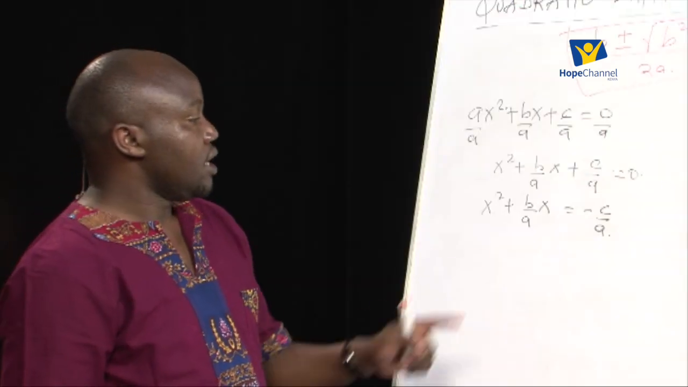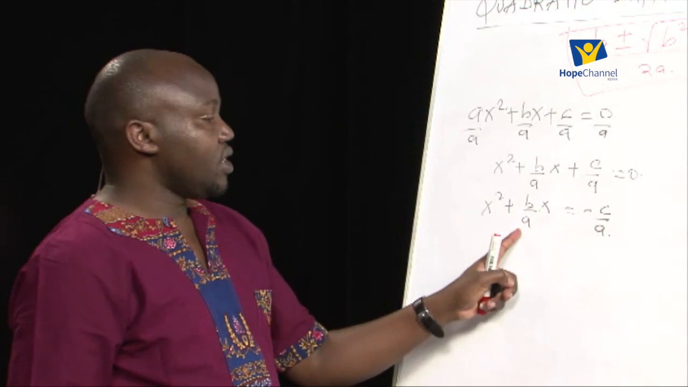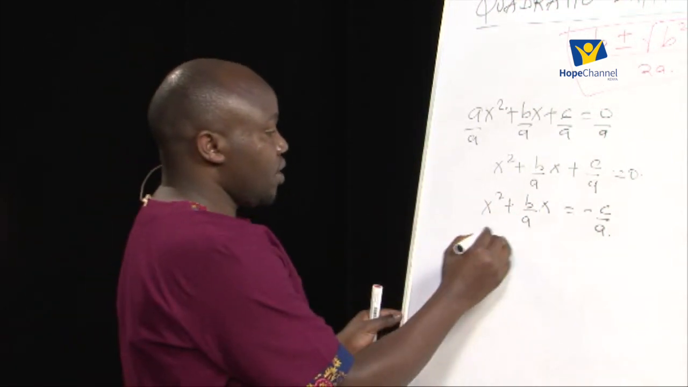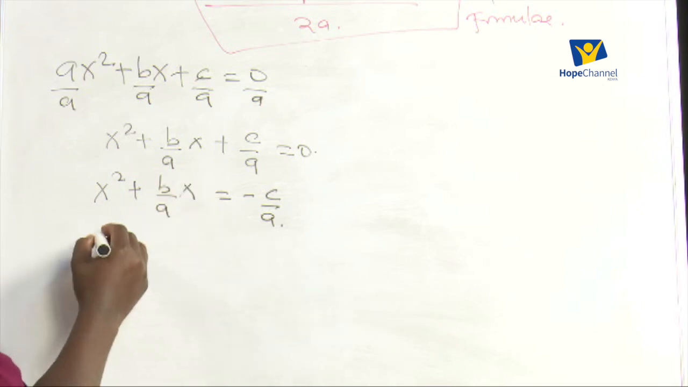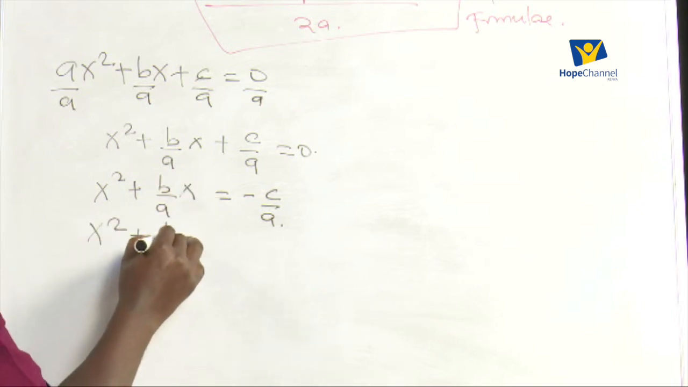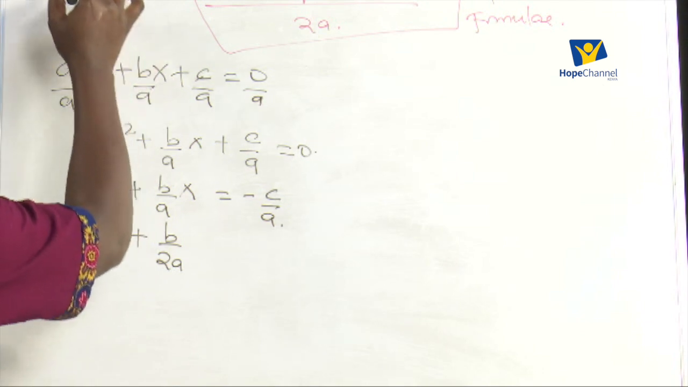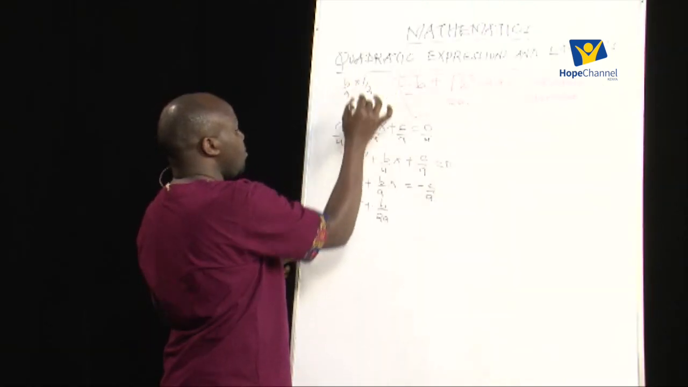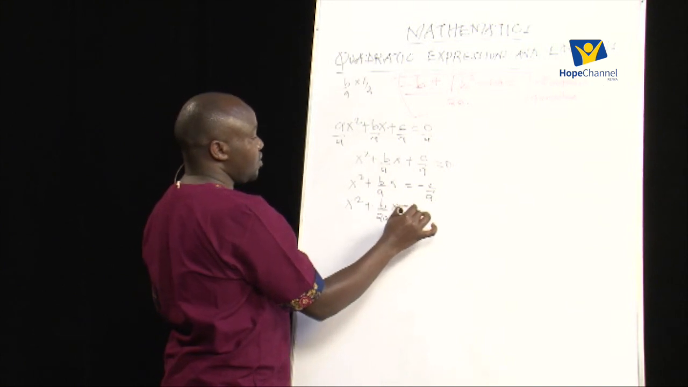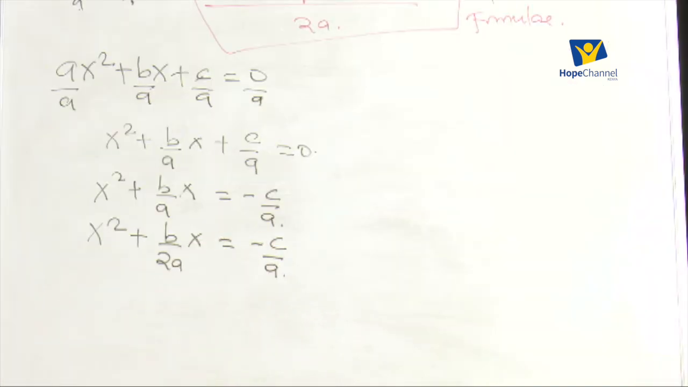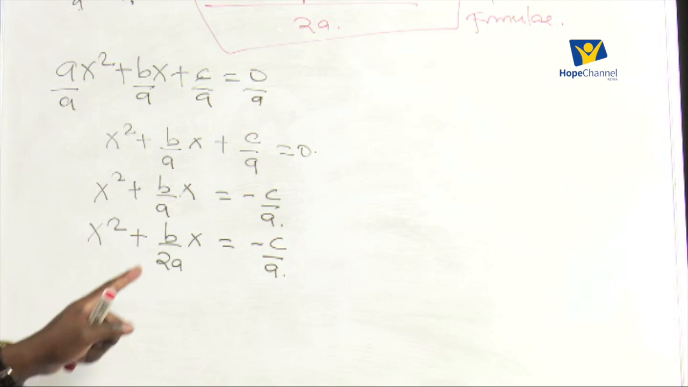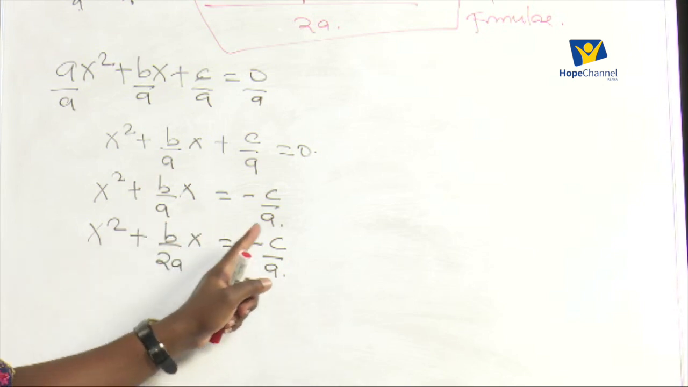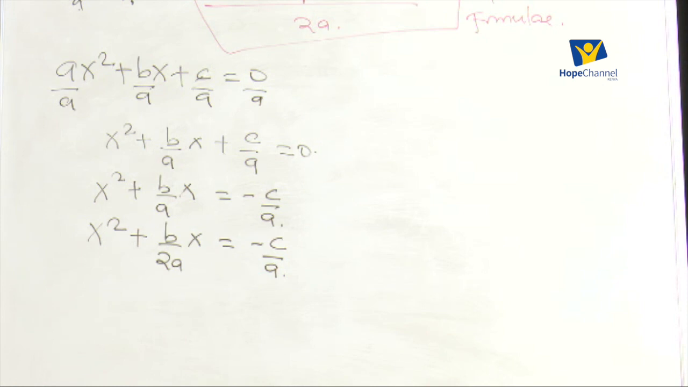Third rule, square the coefficient of x. Before you square, you halve, multiply by a half. So b over a times a half is the same as x squared plus b over 2a. Remember, b over a times a half, b times 1 is b, a times 2 is 2a. Then x is equals to negative c over a, right? Now, square this coefficient and you add it on both sides of the equal sign. Remember, those are the rules for completing square method.